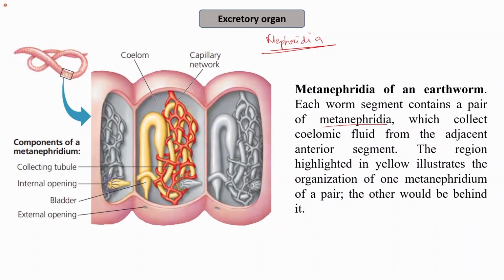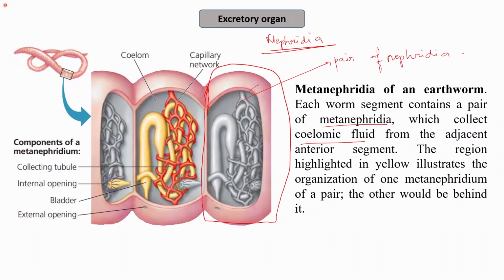In each worm segment, and this is one segment, right, there is a pair of nephridia that collects the coelomic fluid from the adjacent anterior segment. So this will collect the coelomic fluid from this, and this will collect from this, if this is the anterior side and this is the posterior side, right? The region highlighted here in yellow illustrates the organization of one metanephridium of a pair, and the other one will be below this, behind it. So one has been shown here.